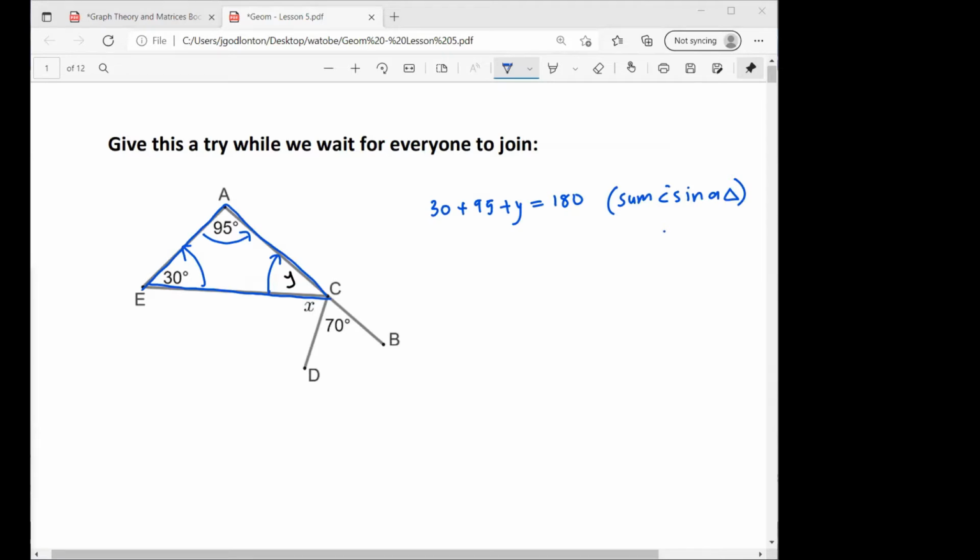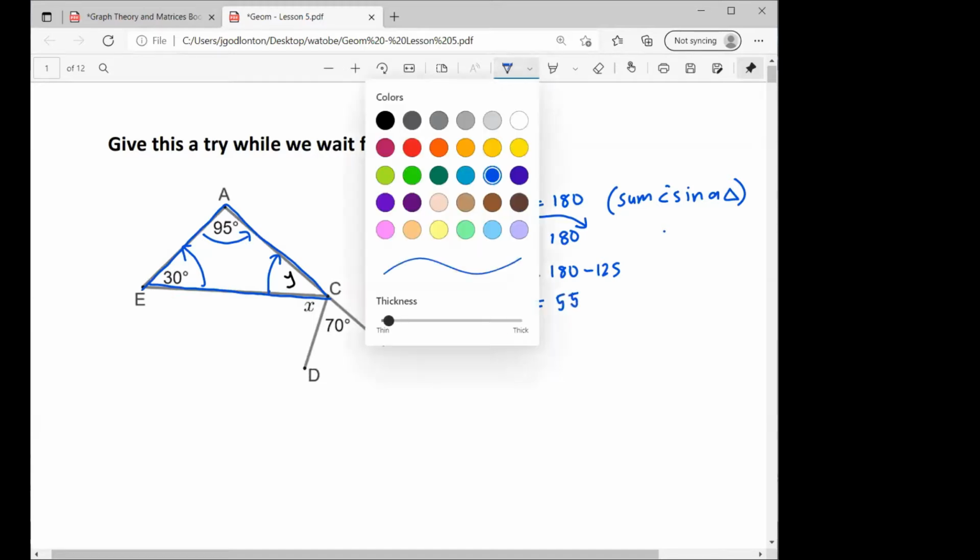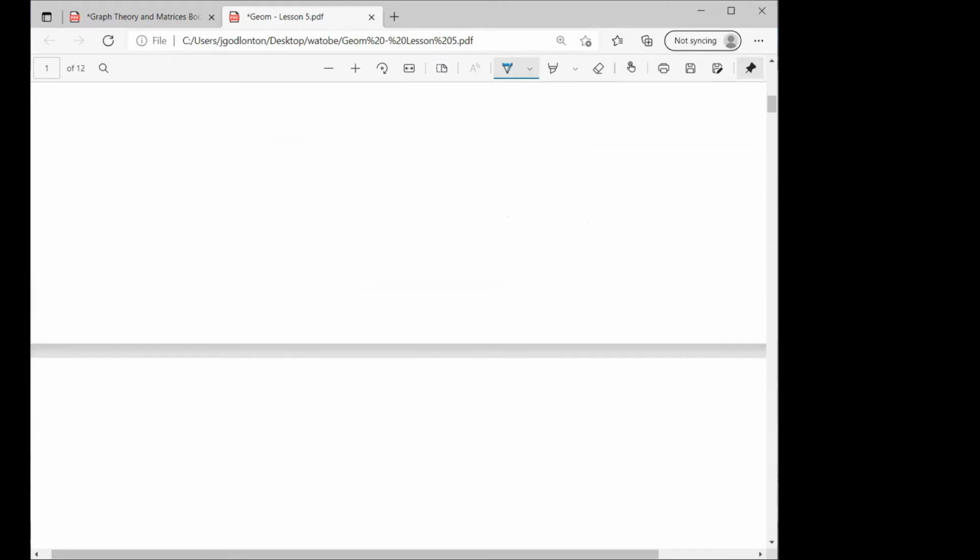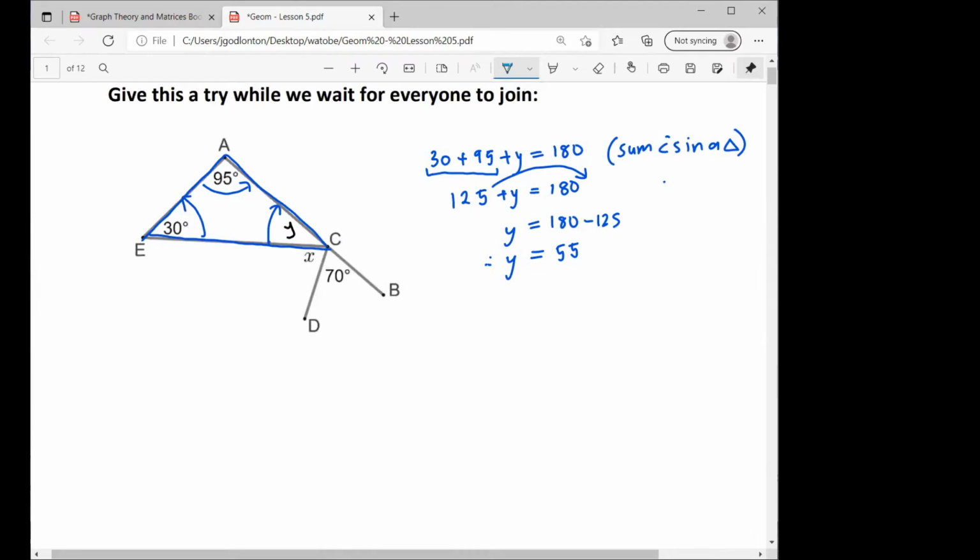Now we just have a normal equation, so I'm just going to simplify this and add those two together. So 30 plus 95 is going to give me 125 plus Y, which is 180, and then we're going to move that 125 over. So Y is equal to 180 minus 125, which means Y is equal to 55. Now, if you feel comfortable with your maths, you can jump straight to saying that Y is 55 and putting this reason next to it. So you could jump straight there if you wanted to.